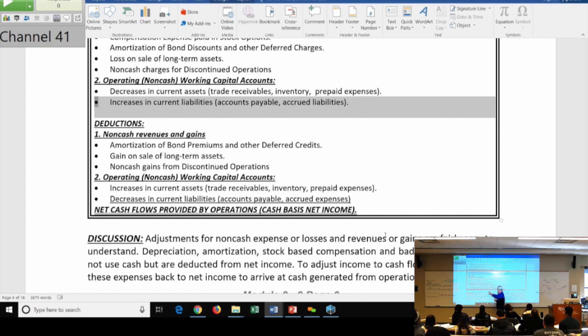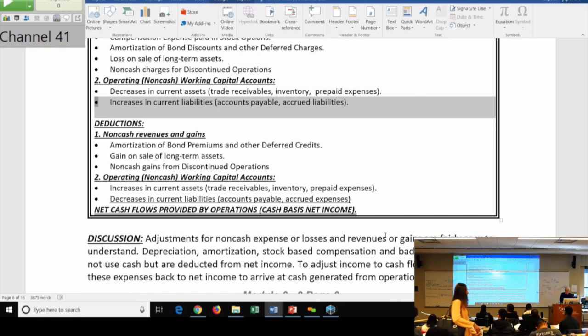Decreases in current liabilities will also use cash. Accounts payable goes down, your credit card bill goes down, you paid it off. Accrued expenses, tax payable goes down, wages payable drops, we paid it off. So when liabilities go down, we subtract them. Now, after making these adjustments, you're going to convert net income to cash from operations.